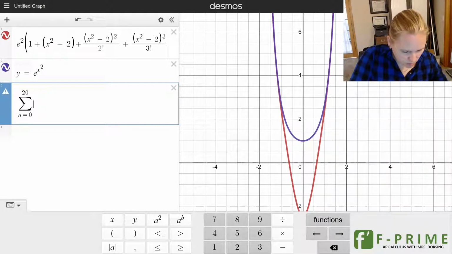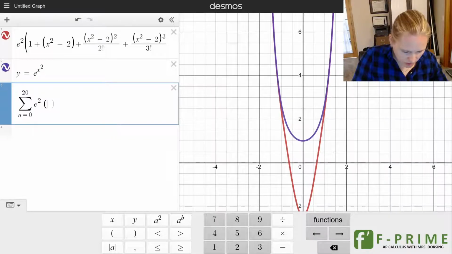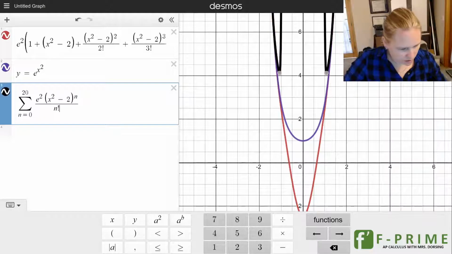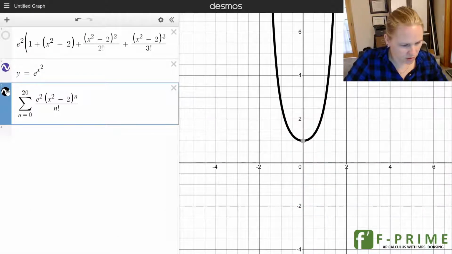But you just go e squared, and then you go (x squared minus 2) to the nth power all over n factorial. And there, whoops, you'll see it is diverging here. There we go. Oh yeah, so there it is. So we'll turn off the polynomial, this one goes up to like the 20th power. Check it out, they're the same. They do converge. So all you literally have to do is put the x squared in.